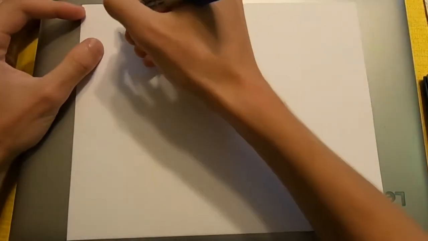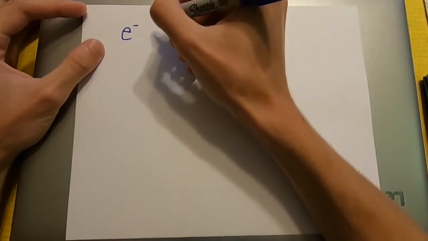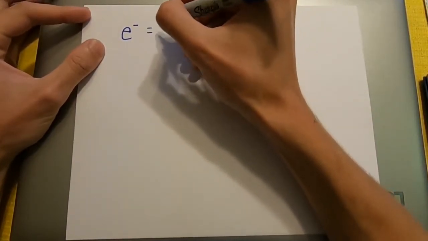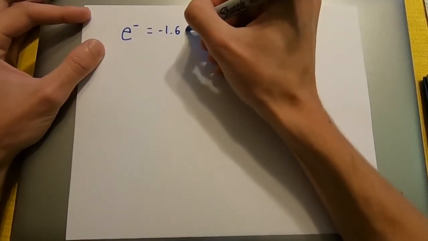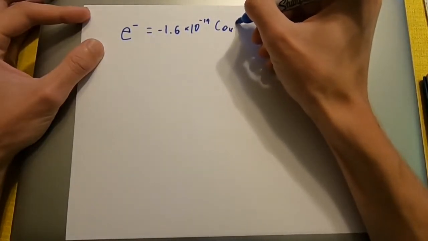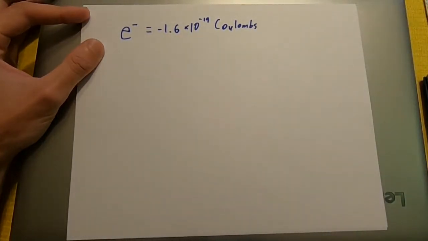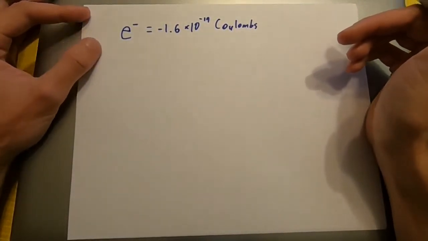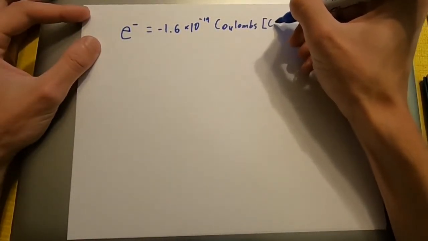So the key thing to remember is it all boils down to our friend, the humble electron. He has a charge of negative 1.6 times 10 to the negative 19th coulombs. So what is a coulomb, you might ask? This is basically just the units that we use to describe charge. We write it out as C.